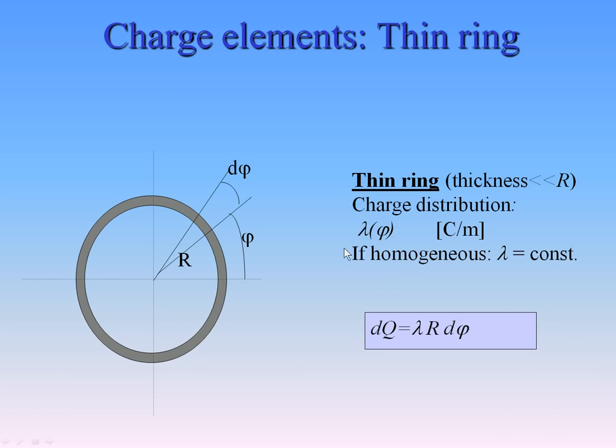For a thin ring with a thickness much smaller than the radius and the charge distribution of lambda in coulomb per meter over the ring, and if it is homogeneous then lambda is constant, and the charge element is lambda times r times d phi, and r d phi is this element here.